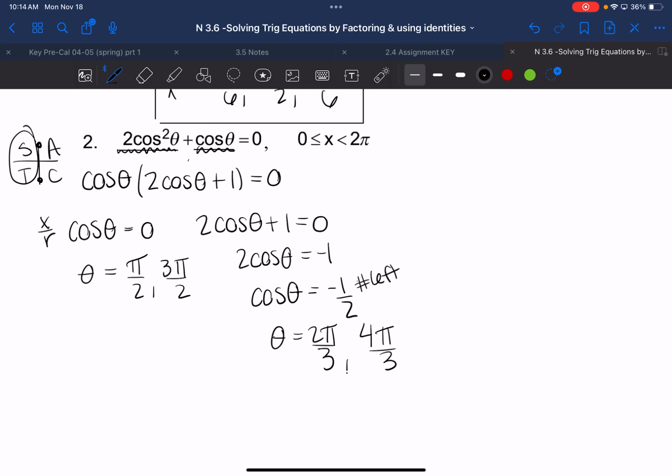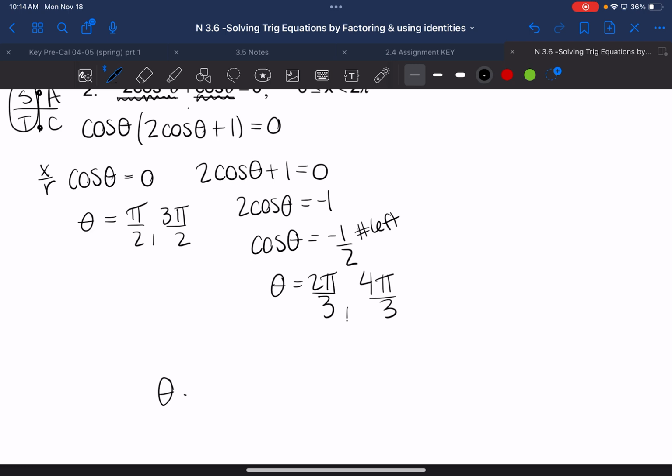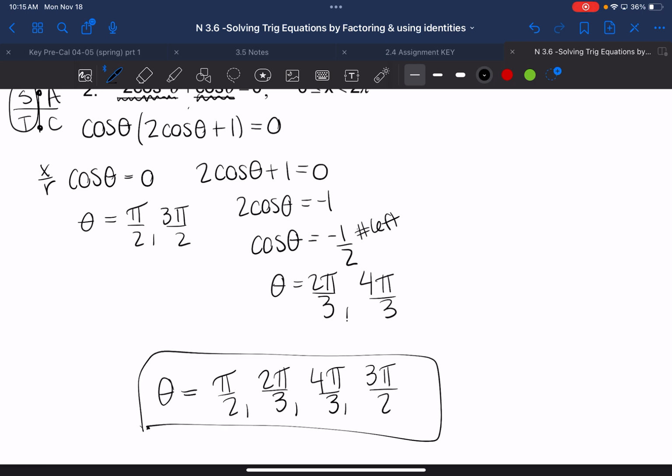All right, so we came up with 4 answers. Remember, typically we see our answers written from smallest to biggest. So what would be our smallest answer? Pi halves. All right, and what would be next? 2 pi thirds. And then 4 pi thirds. And then lastly, we would have 3 pi halves. Nice. So those would be our solutions. All right.